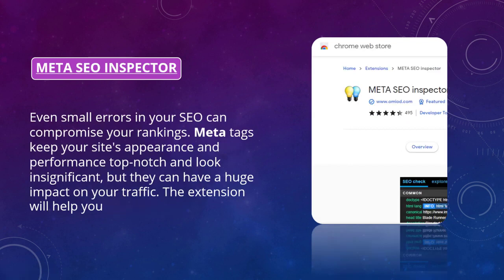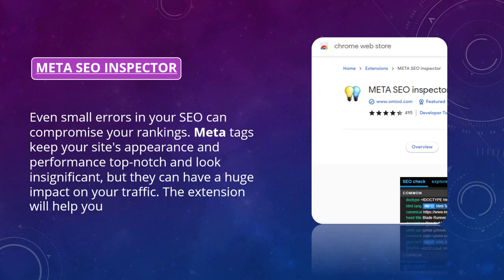Next, we have Meta SEO Inspector. Now, what this will do is you'll install it, and then you'll go to a website, and you'll click on it, and it's going to analyze all sorts of different things in your meta tag, title, and description, particularly the title and description, including if it's too long, if it's too short, if the data is wrong, stuff like that that can be easy wins.